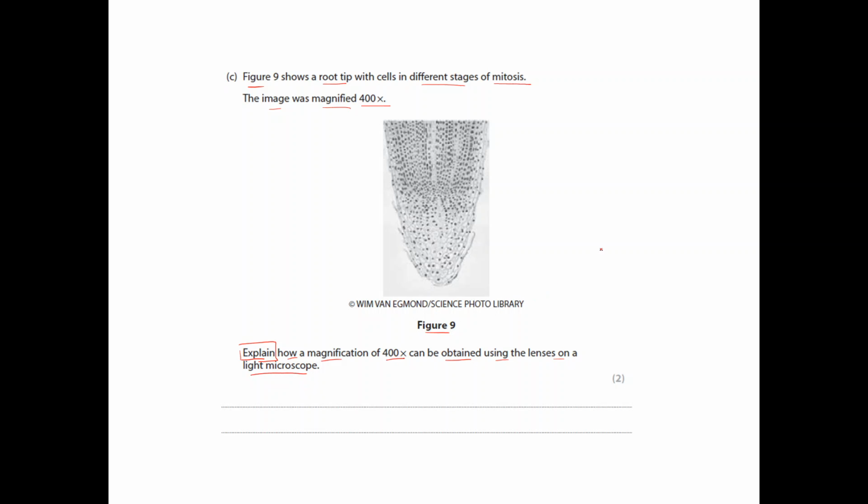Now, interesting, isn't it, that this question is giving you a really nice picture of a root hair cell. Told you in detail here about the root tip being in different stages of mitosis. But actually, the question has nothing really to do with this. What it's actually asking you to do is just explain how can you get a magnification of 400 times on a light microscope. Okay, pause the video and have a go now.